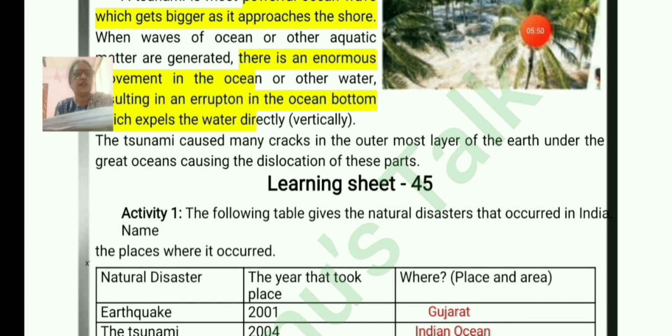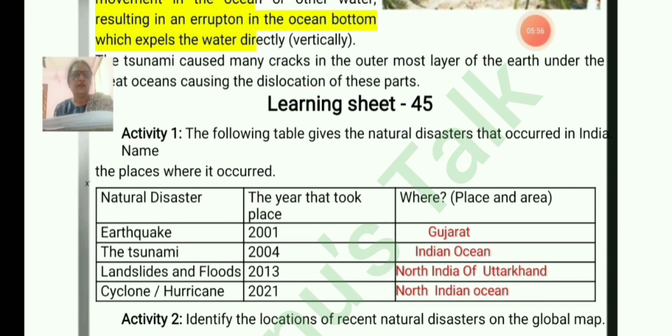Now, learning sheet 45. Sorry for the background disturbance. Activity 1. The following table gives the natural disasters that occurred in India. Name the places where they occurred.